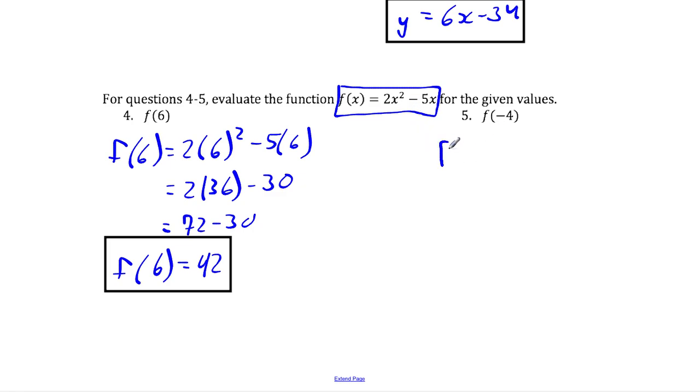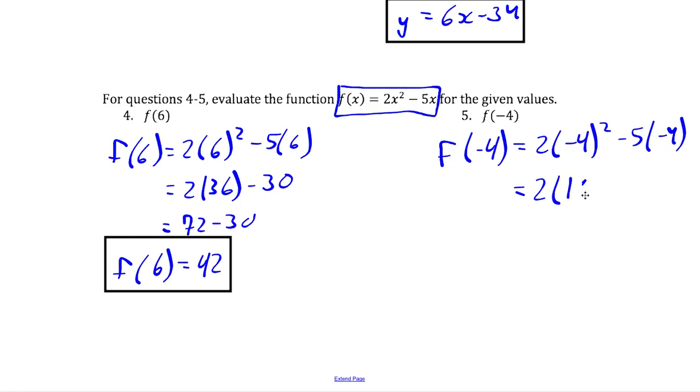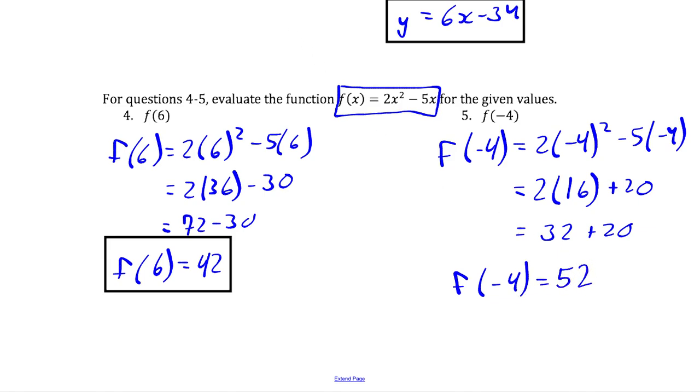I'm going to do the same thing with negative 4. So f of negative 4 is equal to 2 times negative 4 squared minus 5 times negative 4. Order of operations, I square the negative 4, so I get a positive 16. And negative 5 times a negative 4 is a positive 20. So 2 times 16 is 32. So I get that f of negative 4 is equal to 52. And that is my answer there. So really straightforward here. This is basically just a substitution type deal where we're plugging in values for x.